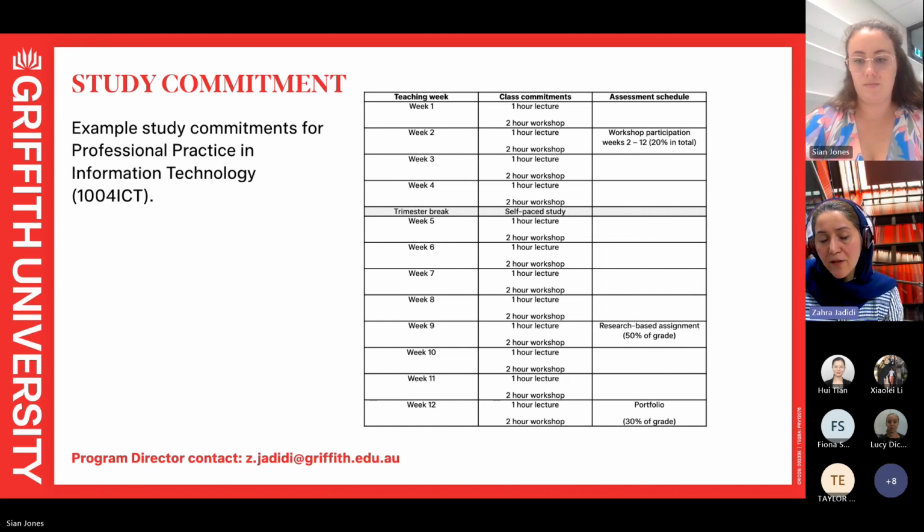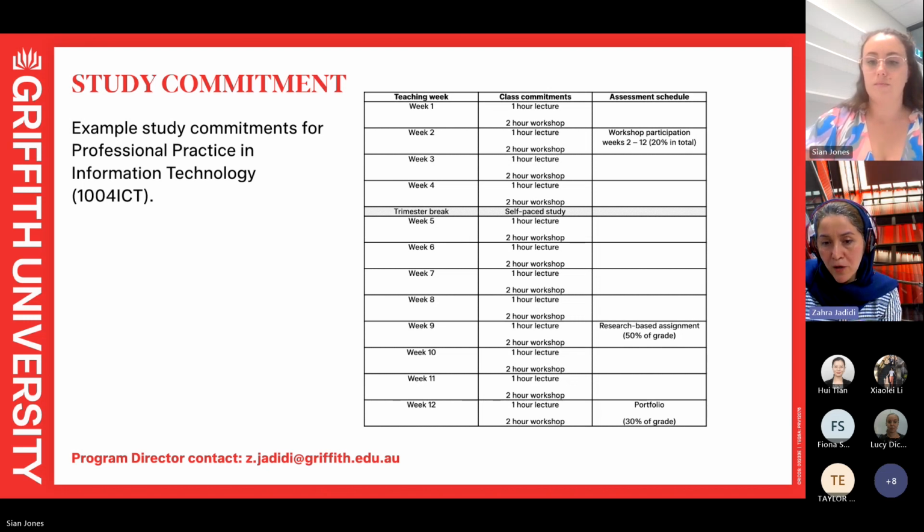Each course has different types of assessment. For example, this one has 3 assessments. The first one is workshop participation. So you will have activities in each workshop, and these activities will be marked. The second assessment is a research-based assessment, and it has 50% of the total mark. And the last one is a portfolio, and it has 30%.